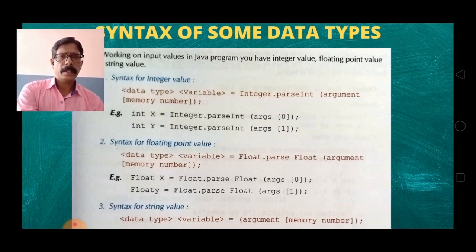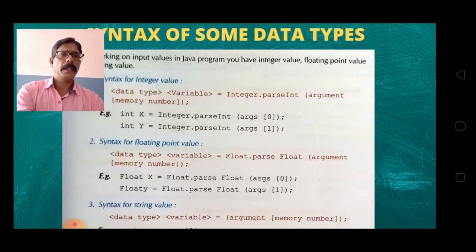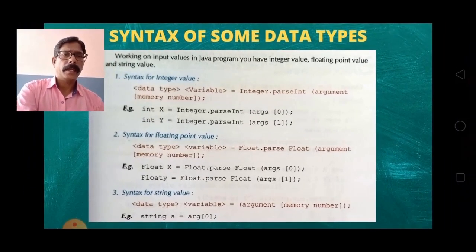The next is the syntax for string values. What is the syntax? Data type, variable, argument, memory, number. Example: String a is equal to argument values. Okay, these are the syntax of some data types.